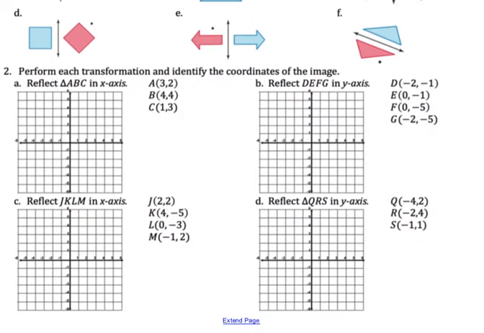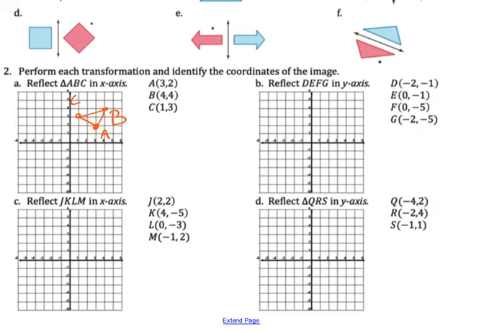Number 2, perform each transformation and identify the coordinates of the image. Reflect triangle ABC in the x-axis. So first I need to draw a triangle ABC. A is at 3, 2. B is at 4, 4. And C, that's a funny looking B. Let me try that again. B is at 4, 4, and C is at 1, 3. So here's the original triangle.